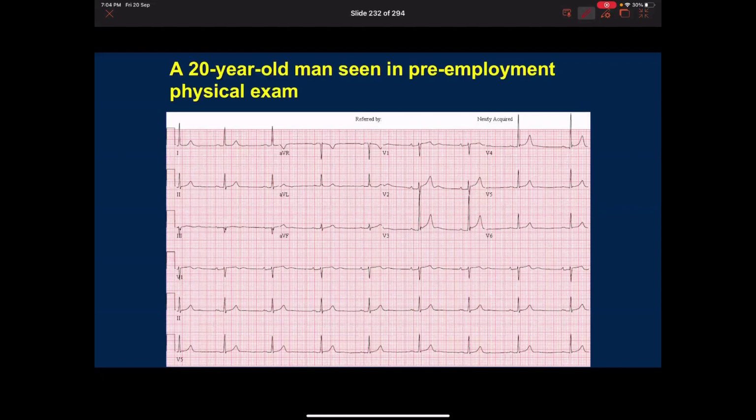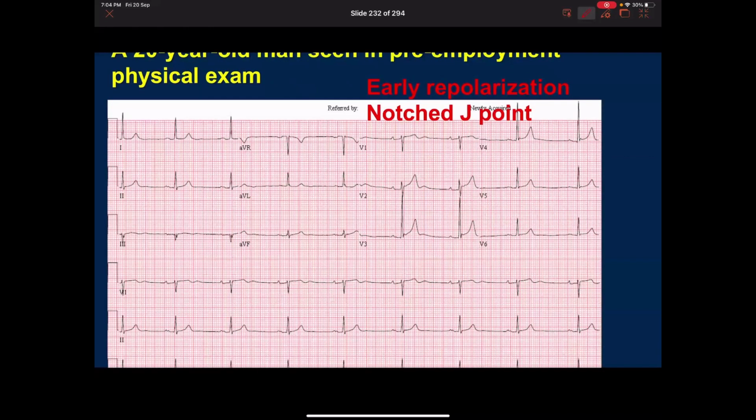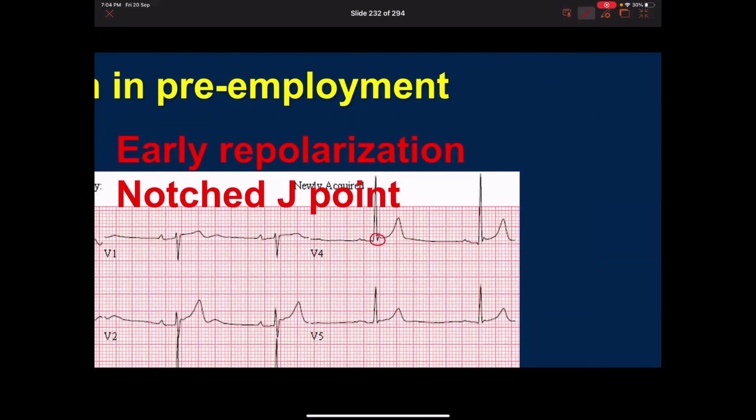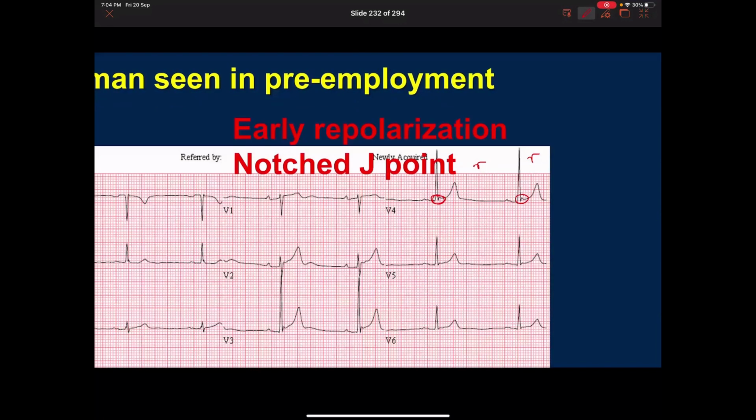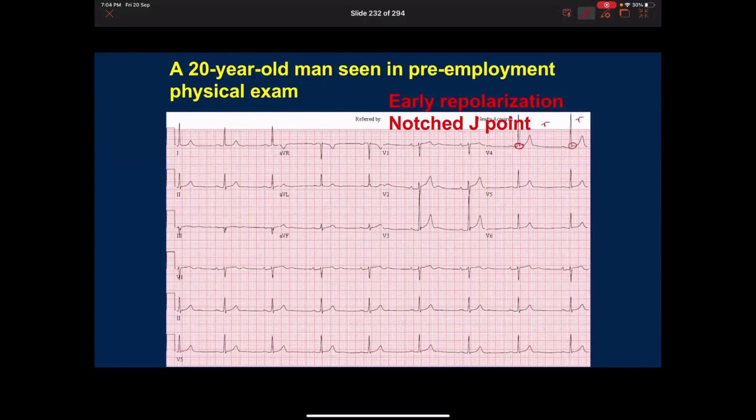Now, what about this one? We didn't talk about this yet, but if you can know this, it would be nice. Early repolarization. Yes, perfect. Now, this one has a very specific sign called a notched J point. Do you see the notch here? It's like this. This notched J point is specific for early repolarization. So just know this sign. What about this one?